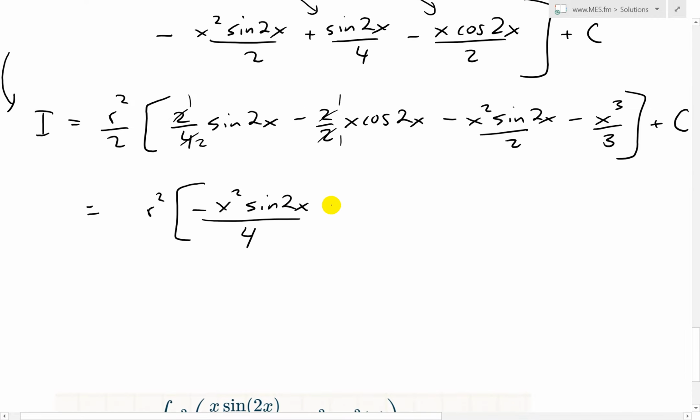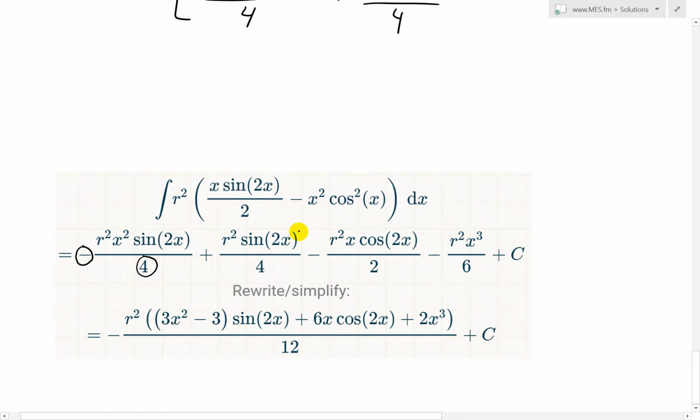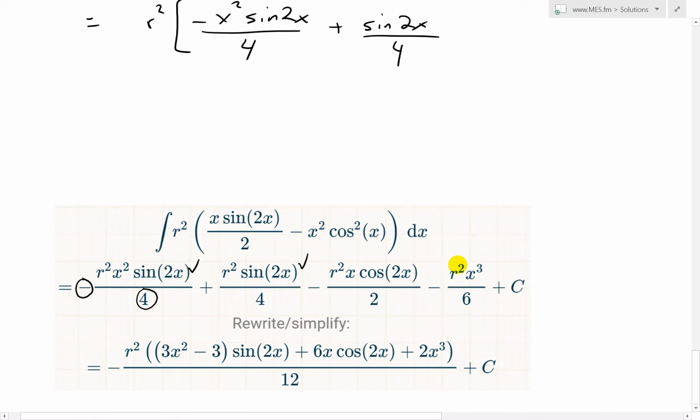And then we have this part, that's going to be plus sine 2x over 2 divided by 2 again, that's going to be 4. Again, same thing here, check. I'll just put a check mark there.